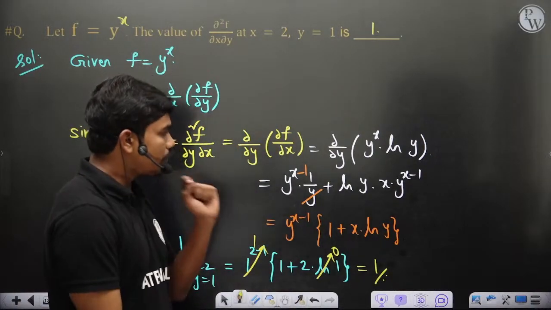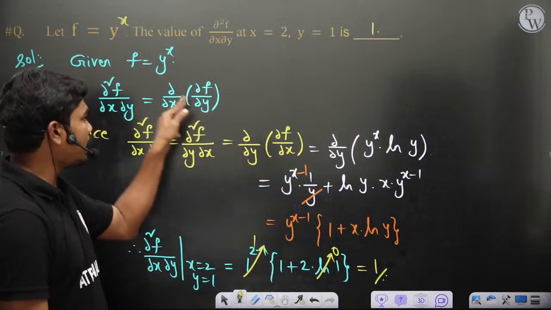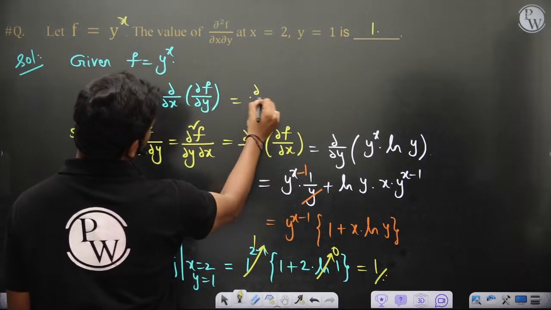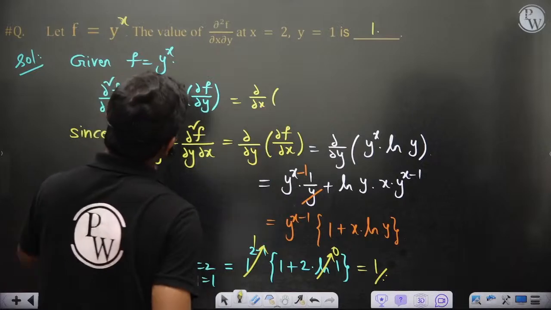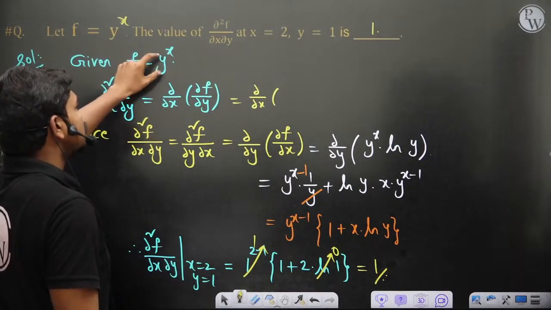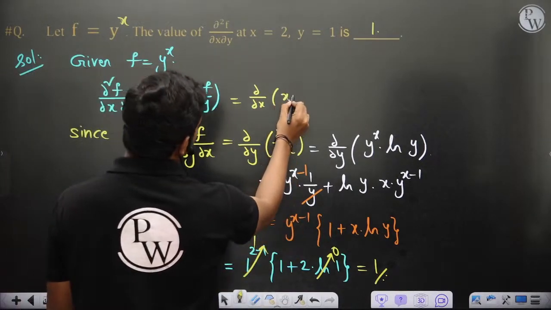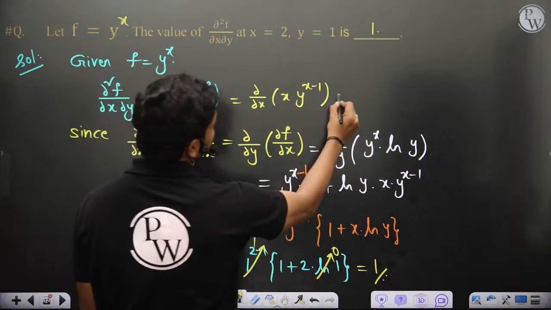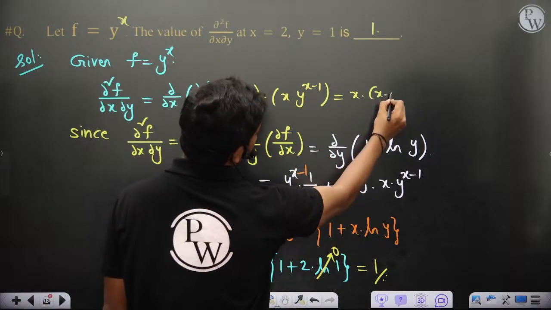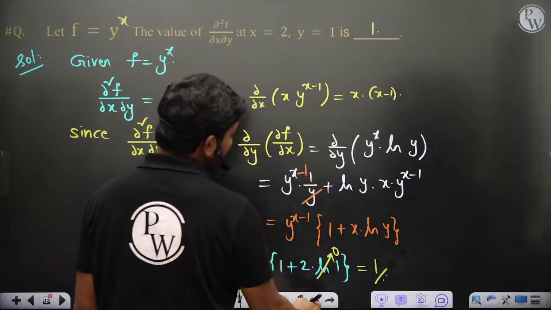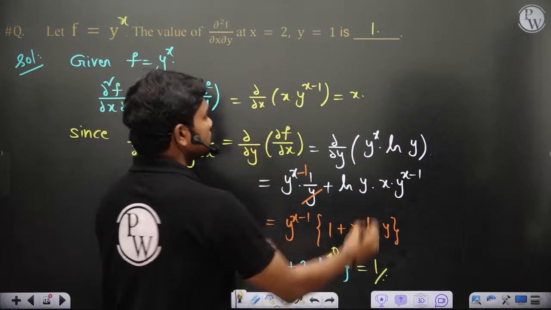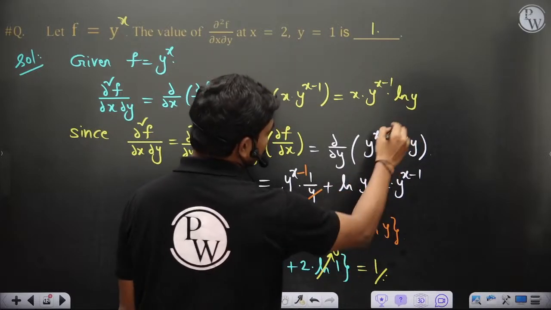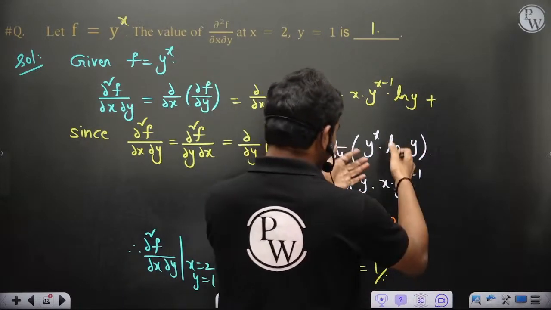So many of you might ask me why I have converted this, why I have not directly started with this. If I had directly started with this, I would have got dou by dou x of dou f by dou y. If you treat x as a constant, you have x into y power x minus 1. Now when you are differentiating this, it's first function into derivative of the second, and when you are differentiating with respect to y, this y is constant. Here you have y power x minus 1 into log y. Of course you'll get the same result, but I felt this way was slightly easier.